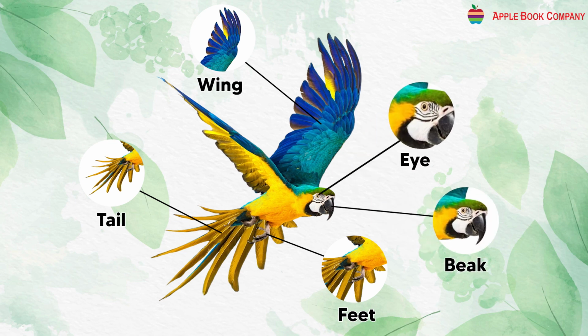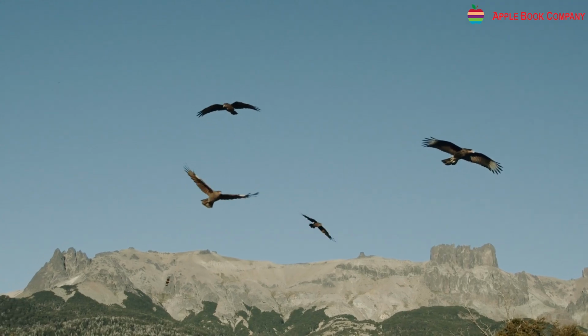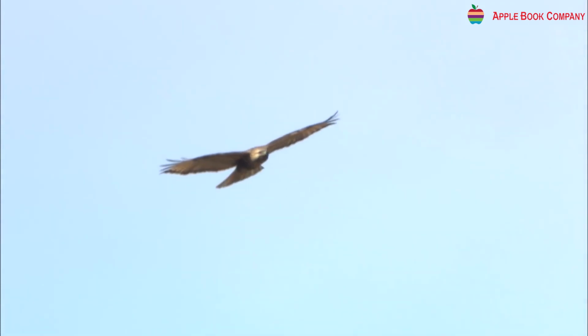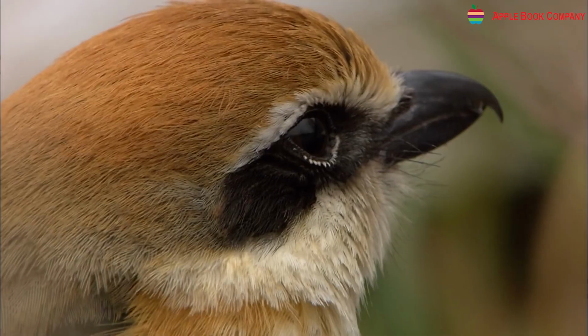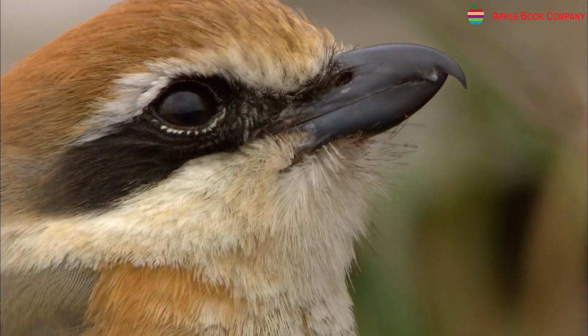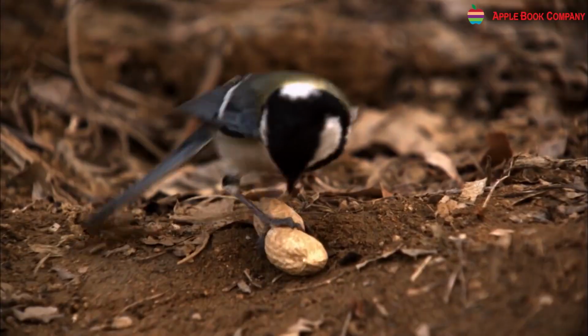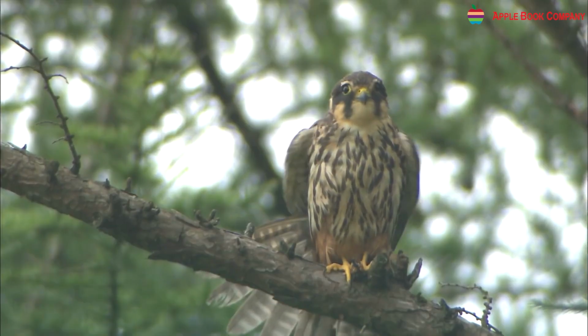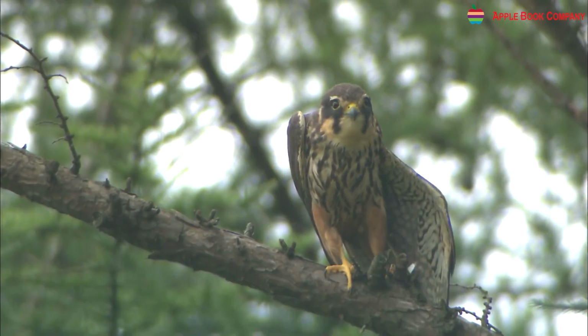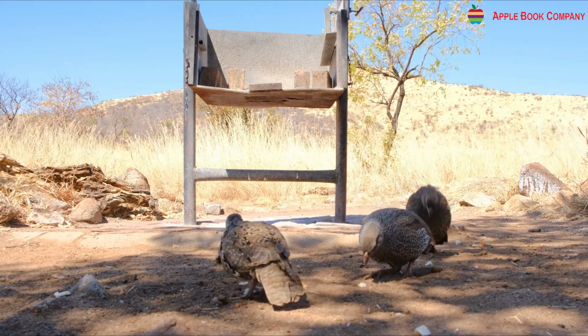Let us see how the different body parts help the bird. The wings help it to fly. The tail helps it to change direction while flying. The eyes help it to see. The beak helps it to pick up and eat its food. The feet help it to sit on the trees or walk on the ground.